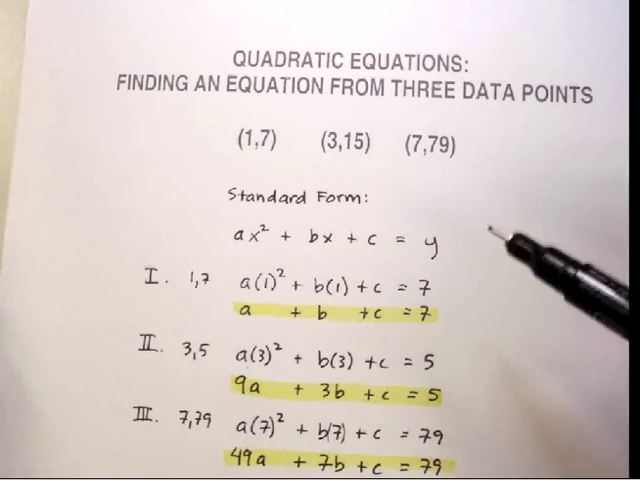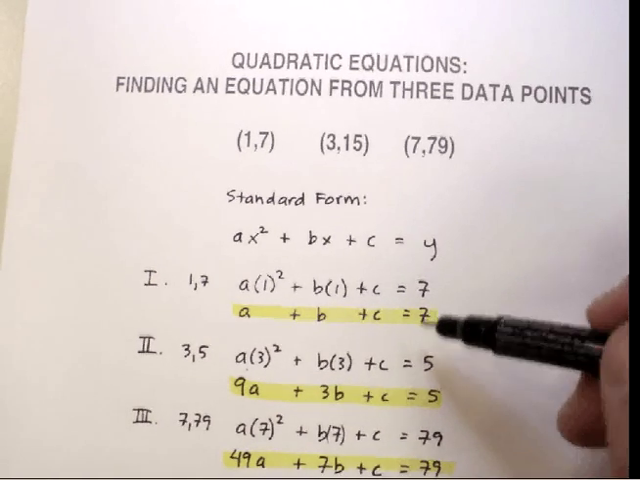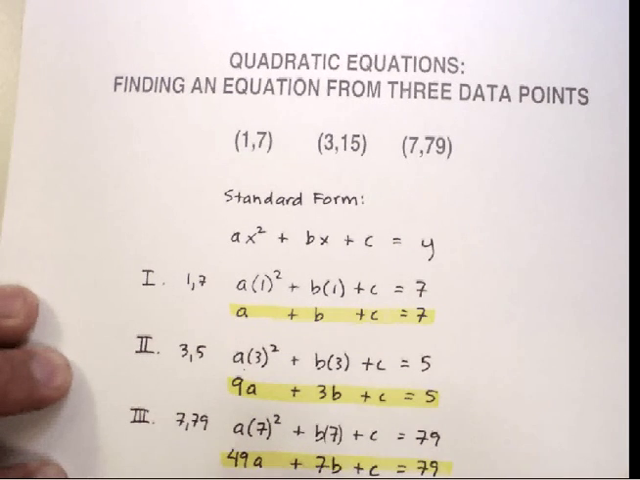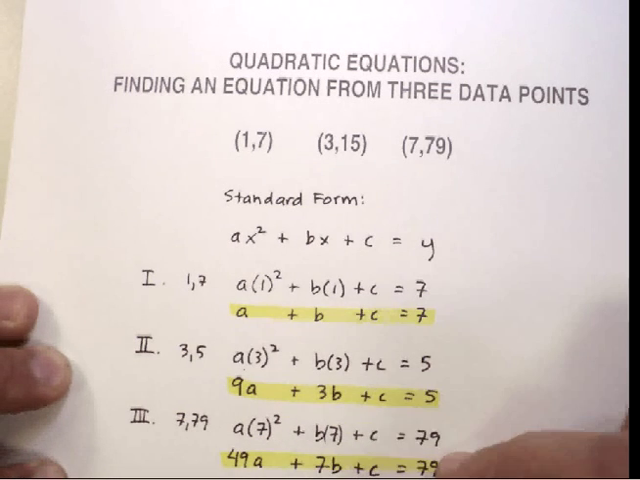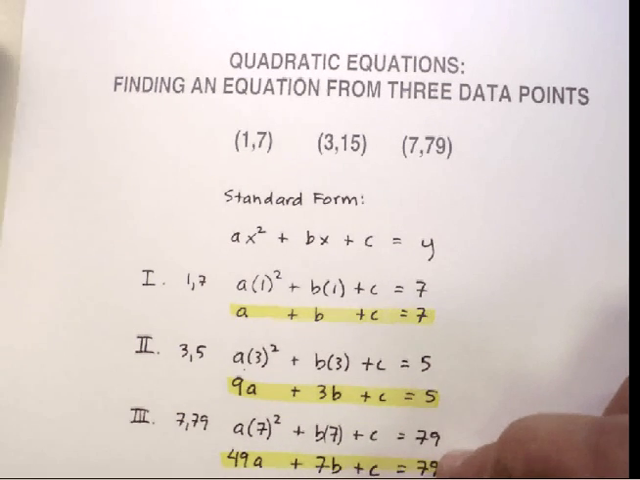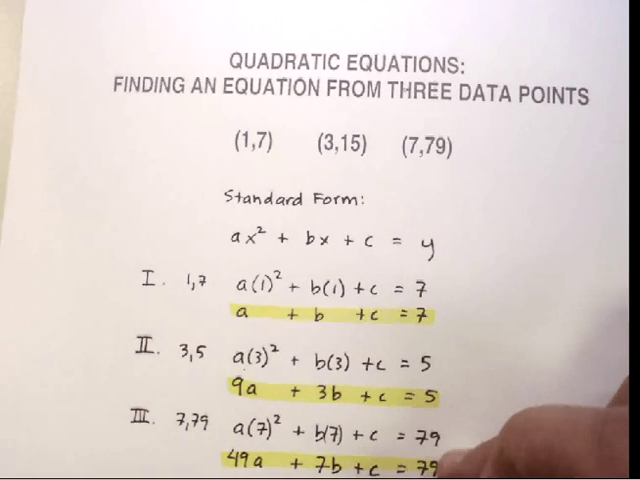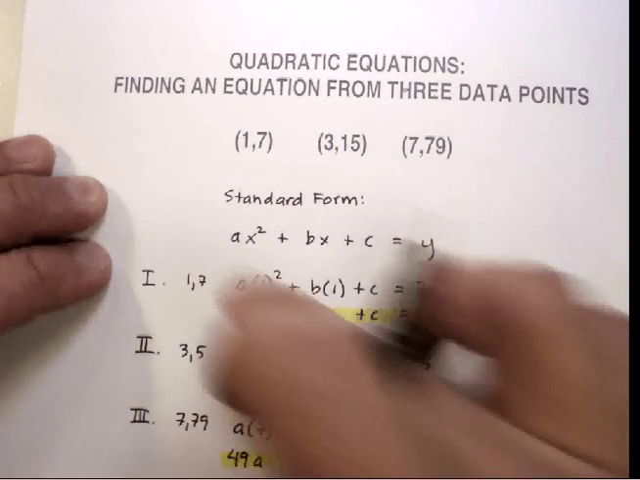Now this is forming a three-equation, three-variable system of equations. And remember what systems of equations do. Systems of equations find the common intersection for all three of the equations that you have. So essentially what we're doing is trying to find what's common between these three points, which would give us a good shot at finding the quadratic equation for going through those three points.